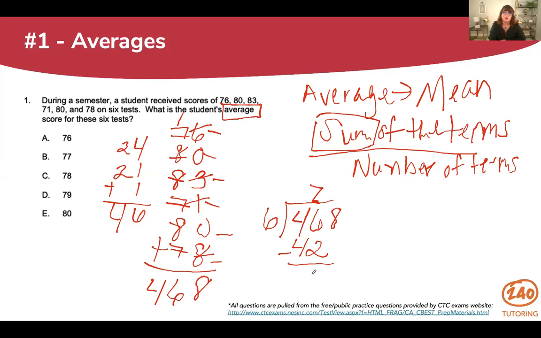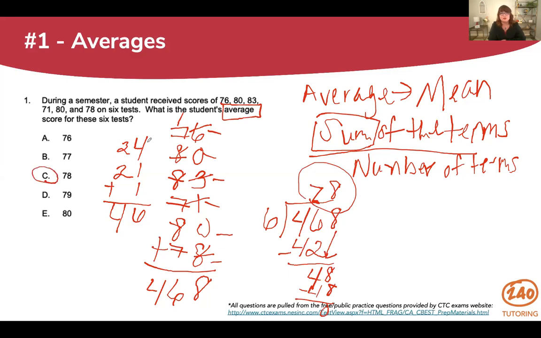Next step in long division is subtract. Then we've got to bring down that 8. 48 divided by 6, you just heard me say it. 6 times 8 is 48. 8 times 6, 48. And we have no remainder. So the average score for this student would be a 78. So the correct answer here is C.